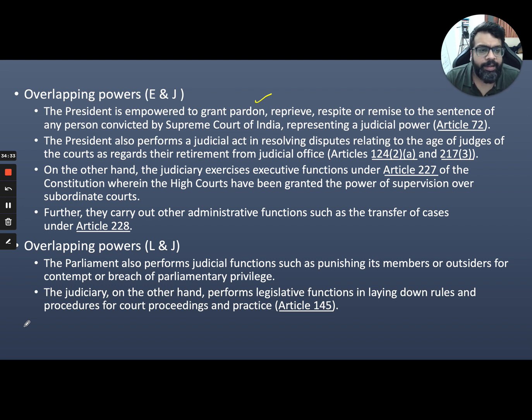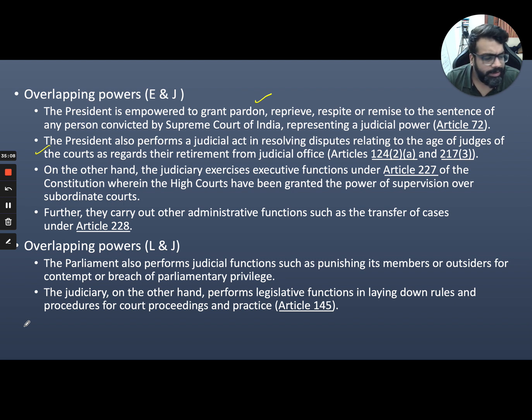Similarly, if there is an issue with respect to disputes of the ages of the judges in terms of the retirement from judicial office, under Article 124(2A) and 217 Clause 3, Supreme Court and High Court respectively, the President performs a judicial act in deciding what is the right way to calculate age. Though convention and rules say that when you're looking at tenures of judges, it's essentially the number of years that they've served as a judge, then at the bar, when they graduated law school, and so on and so forth.